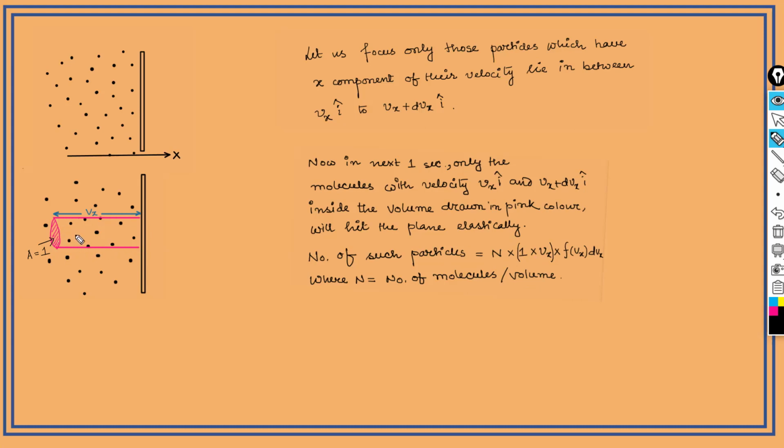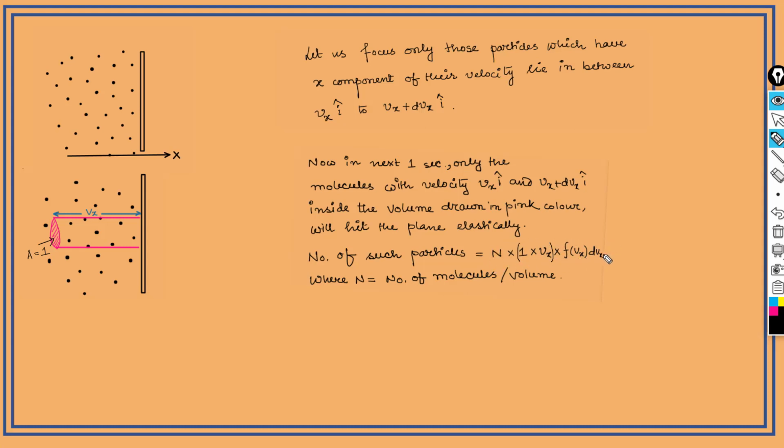Now from the velocity distribution graph given in your question, if I multiply this number with the function fx, f of vx dvx, then this is a fraction, and this is the actual number of molecules.